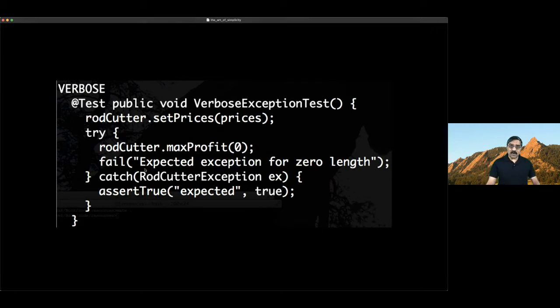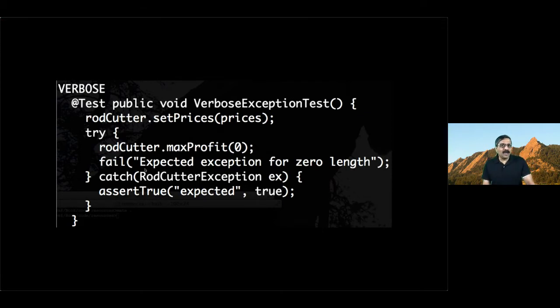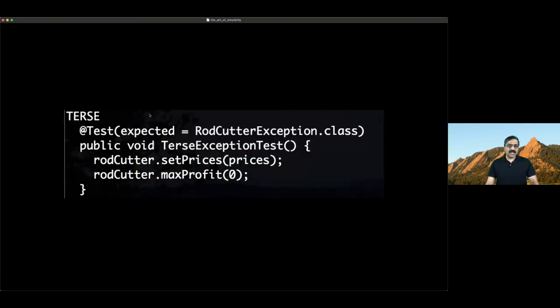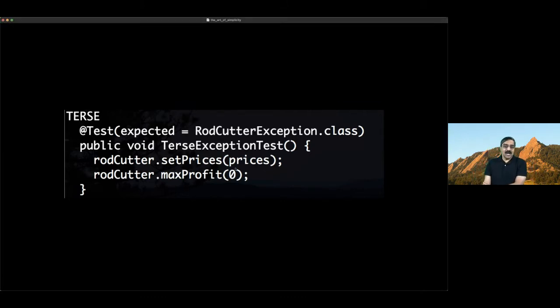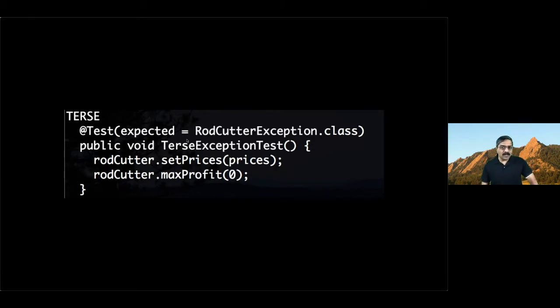Now, of course, you probably know there is an alternative way to write this. We could say test expected RodCutterClass.exception.class, and then set price and max profit. I'm not a fan of this at all. Part of the reason is that it is terse and not concise. If the set price were to blow up, this test may pass for the wrong reason. I want the test to never pass for the wrong reasons.